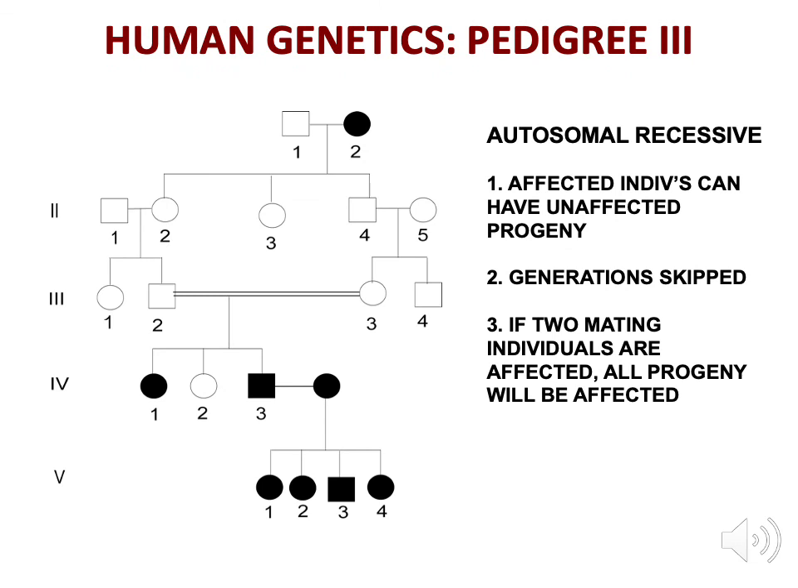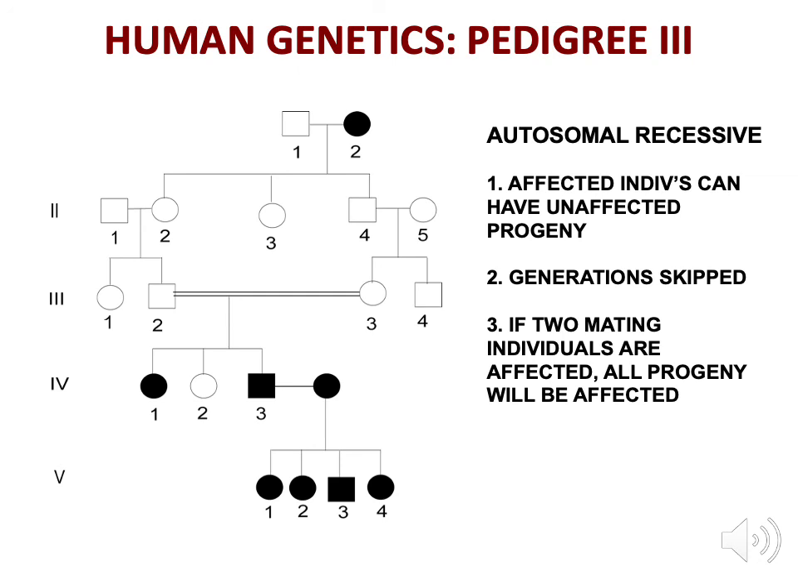Okay, well, let's take a look at this autosomal recessive. Affected individuals can have unaffected progeny because the fact of the matter is you could wind up having a progeny inheriting a recessive, but at the same time inheriting a dominant from the other parent, which means they would not necessarily express the autosomal recessive trait. But at that point, they would be a carrier. Generations can be skipped because you would have to have a homozygous recessive in order to express the trait.